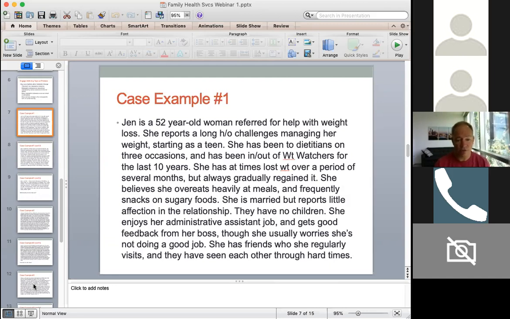She believes she overeats heavily at meals and frequently snacks on sugary foods. She's married, but reports little affection in the relationship. They have no children. She enjoys her administrative assistant job and gets good feedback from her boss, though she usually worries she's not doing a good job. She has friends who she regularly visits, and they have seen each other through hard times.